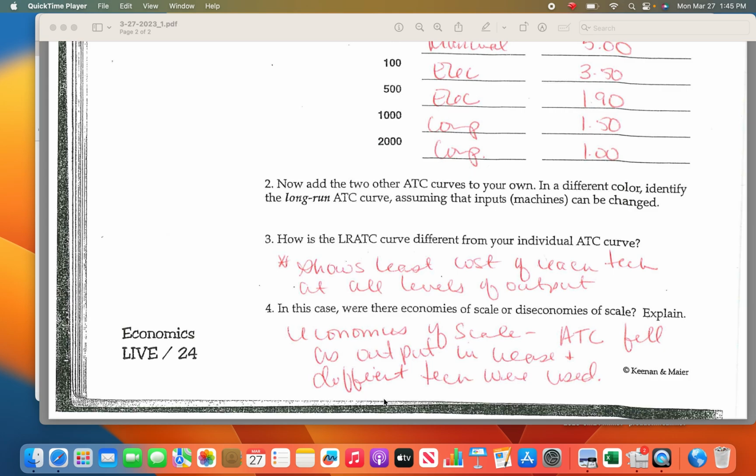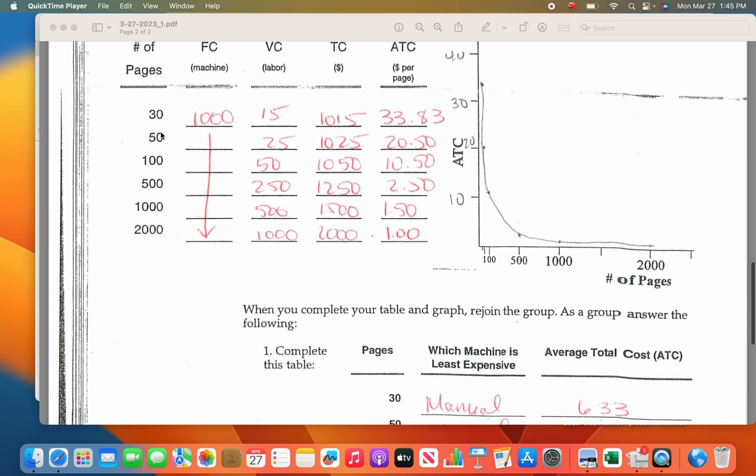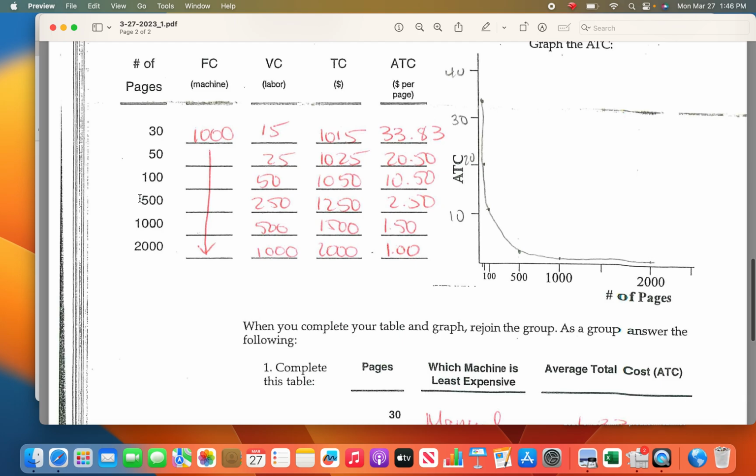So it was economies of scale, and we can see that because as we produced more, our average total cost went down, and that is what economies of scale is. As you produce more, your average total cost is going to go down because you can divide this fixed cost over more and more and more units, so it allows you to produce at a lower average total cost.